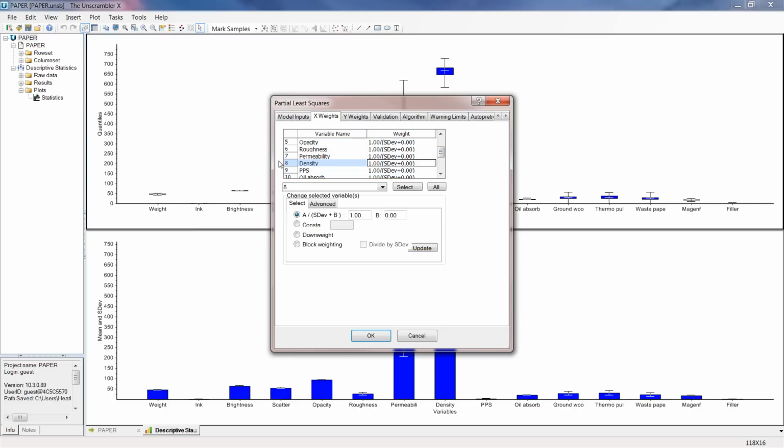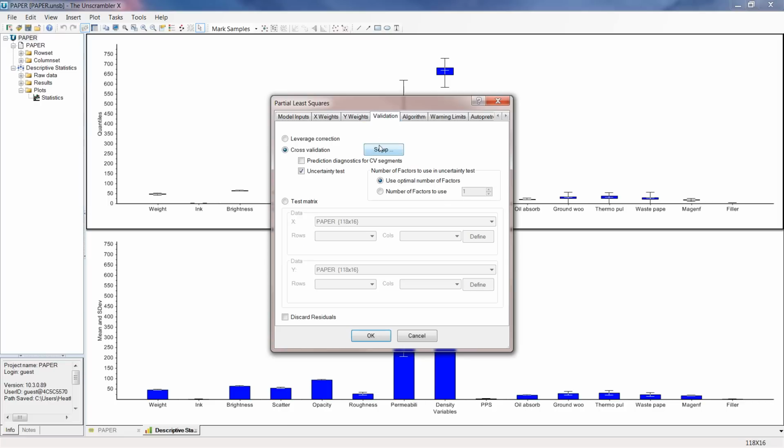You can also do these individually if there's something that you don't want to weight differently. So you can always change those all individually. But in this case, we want them all the same. We're going to go ahead and weight the Y variable as well. And then we want to check our validation.